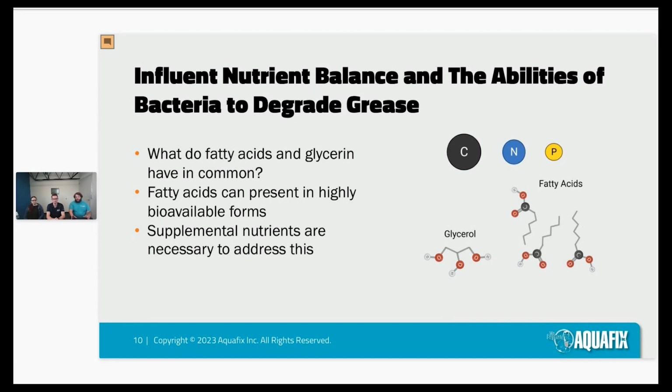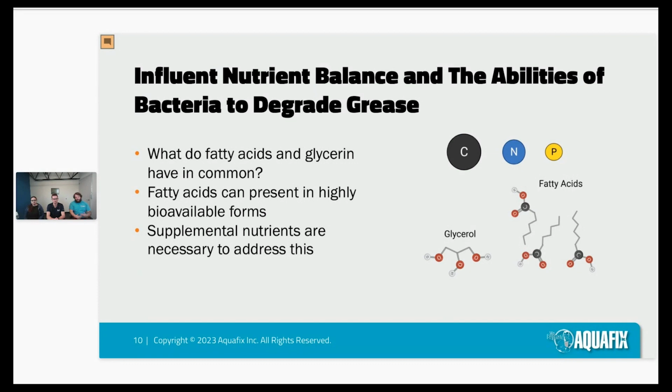What do we notice about glycerol and fatty acids? And that is there's no nitrogen and phosphorus in either of these compounds. There's a ton of carbon in both of these compounds. So when you're a system that has a significant amount of fats, oils, and greases entering, and that's your primary BOD source, you are more than likely lacking in nitrogen and phosphorus.